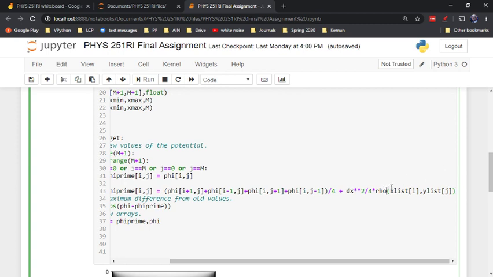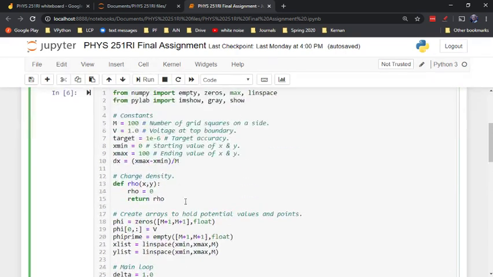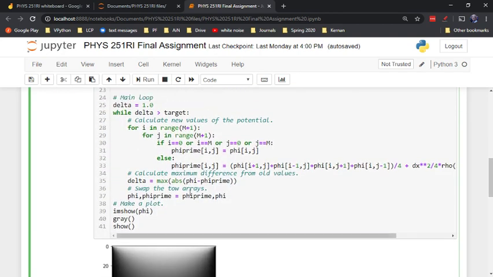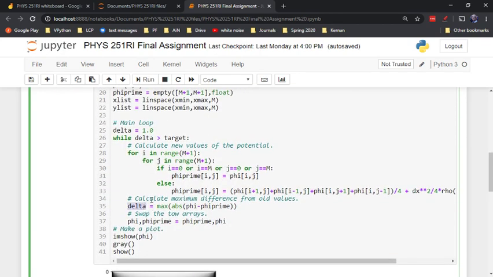So this is saying I want rho at x of i and y of j, because i is my x index, j is my y index. And so that gets passed up here to that function we had earlier. That's currently 0. Again, this is the piece that you'll change. And then basically we calculate delta. So delta is going to be the maximum difference between phi and phi prime. The way this works is Python is going to search through the array called phi and the array called phi prime, and look for the largest difference between the two. As long as that difference is bigger than target, we're going to keep repeating.